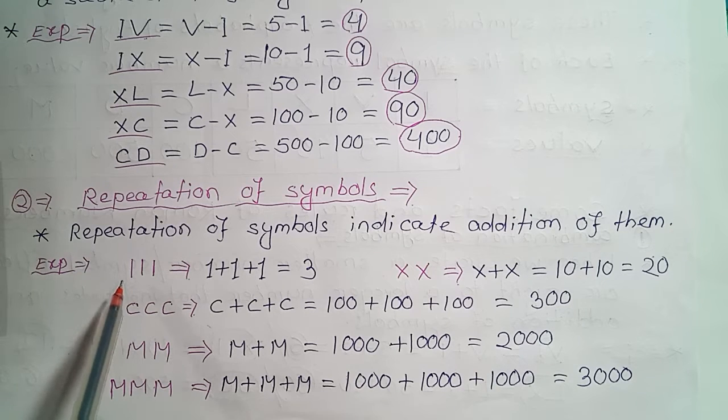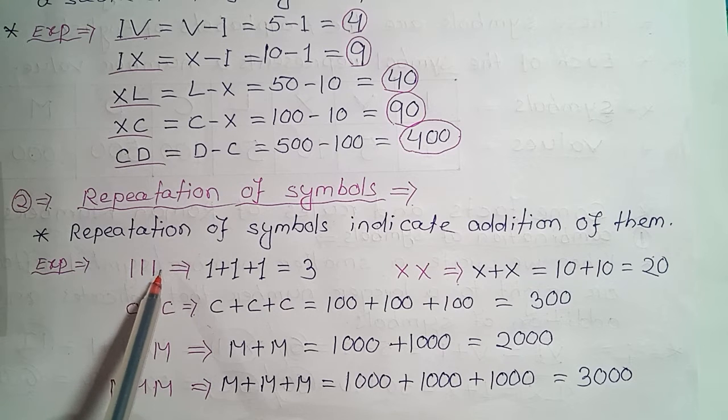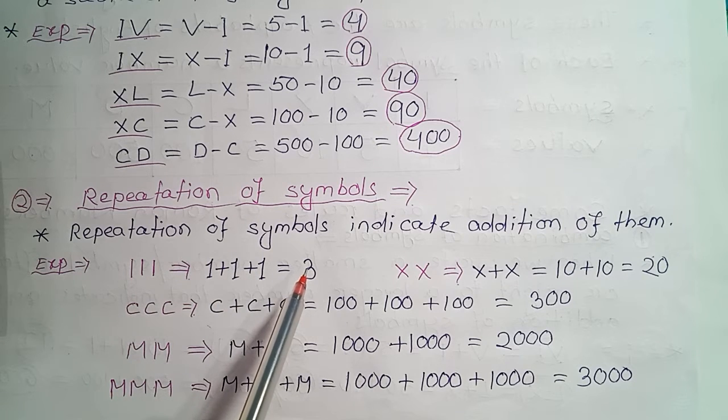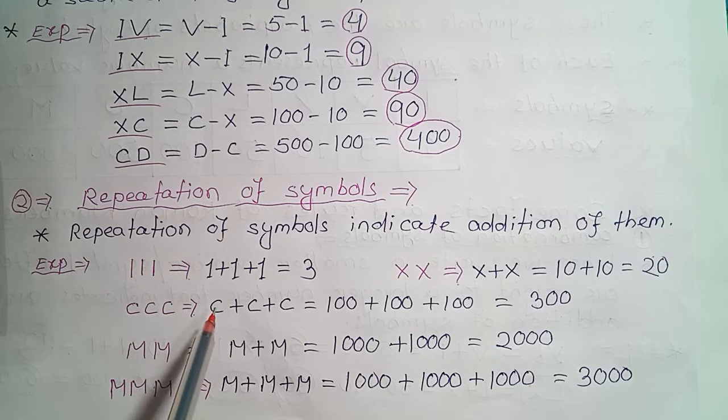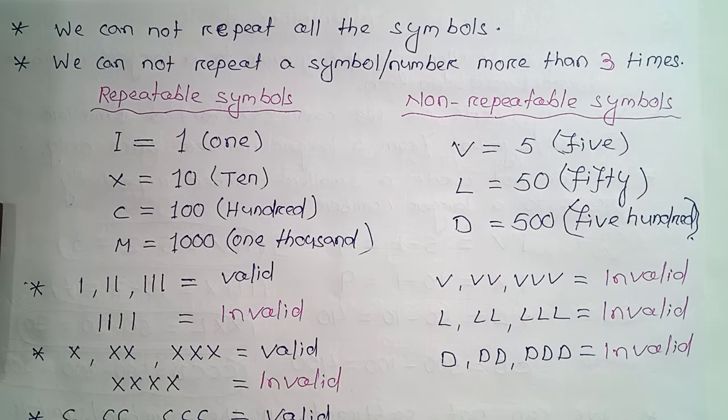For example, III, that means 1 plus 1 plus 1, that is 3. CCC, that means 100 plus 100 plus 100, 300. MM, that means 1000 plus 1000, that is 2000. MMM, that is 1000 plus 1000 plus 1000, it is 3000. Now it is clear that when we repeat a symbol, that means addition, but there are some rules.